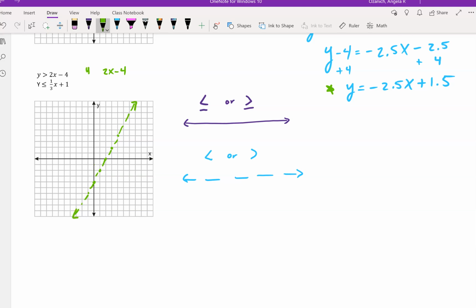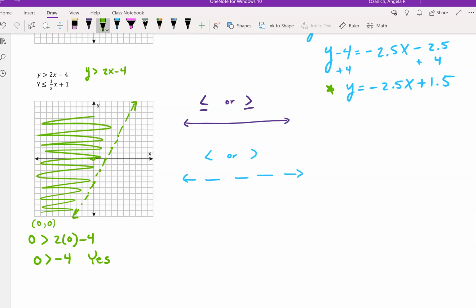Remember that a good way to decide which half to shade is by testing a point. So we're going to test the point 0, 0. I'm going to do it right down here. 0 is greater than 2 times 0 minus 4. Is 0 greater than negative 4? If you can say yes, 0 is greater than negative 4, then we want to shade on the side that includes that point 0, 0 that we tried. Okay, so we're shading everything over here, just like this.